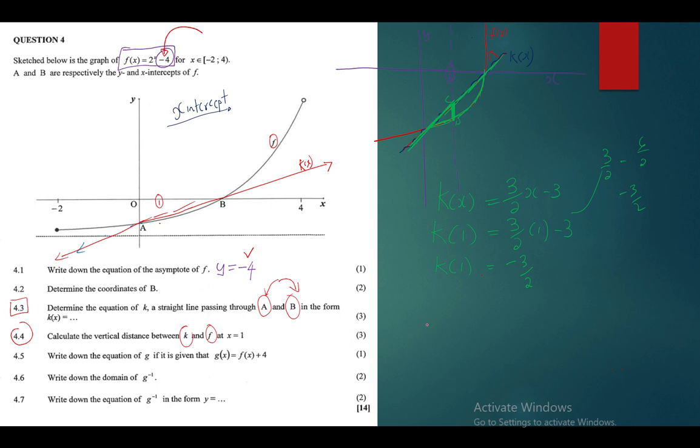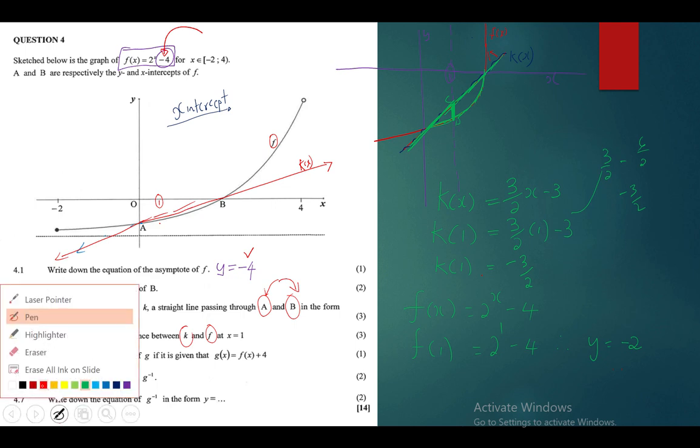So yes, then you go to f. You look for f where the x value is 1. You still remember your function f is 2 to the exponent x minus 4. So you say f of 1 is 2 to the exponent 1 minus 4. Therefore, your y value is negative 2. So you have got, let me do this. I want to change the color.